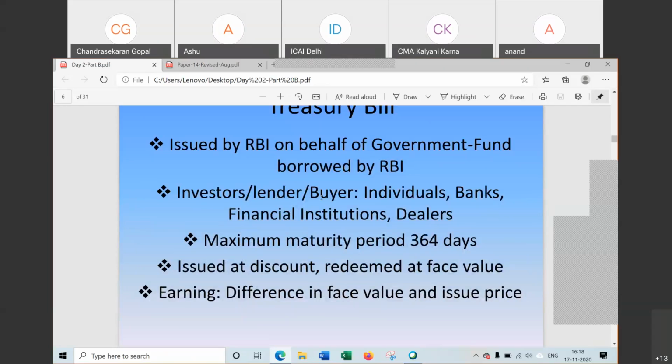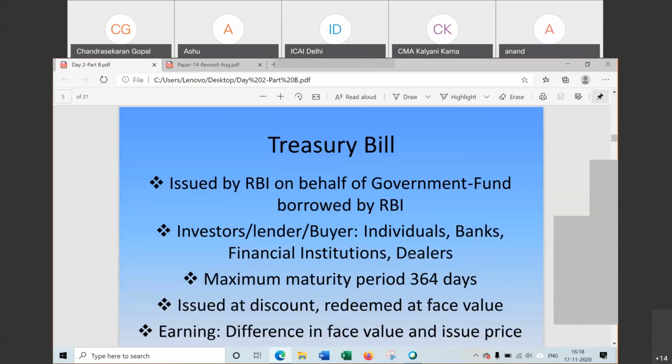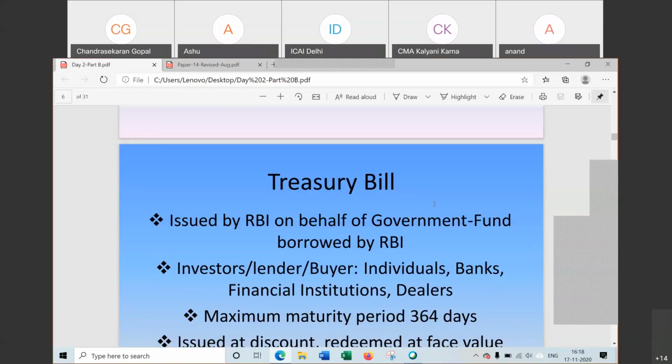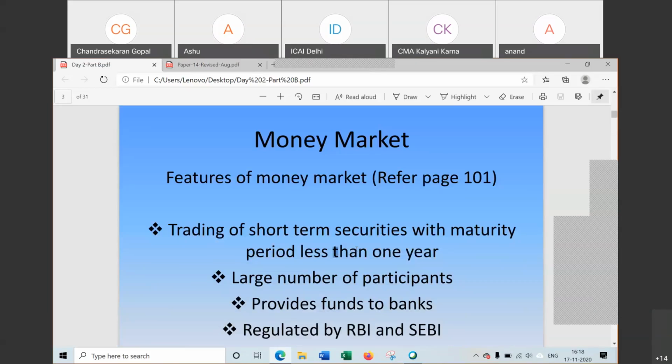Who will be the investor, lender or buyer of this treasury bill? Anyone can buy: individual, bank, financial institution, and dealers can also buy. But call money and notice money are not for dealers and individuals. Here the maximum maturity period is 364 days. Money market instruments have a maturity period of less than 1 year.